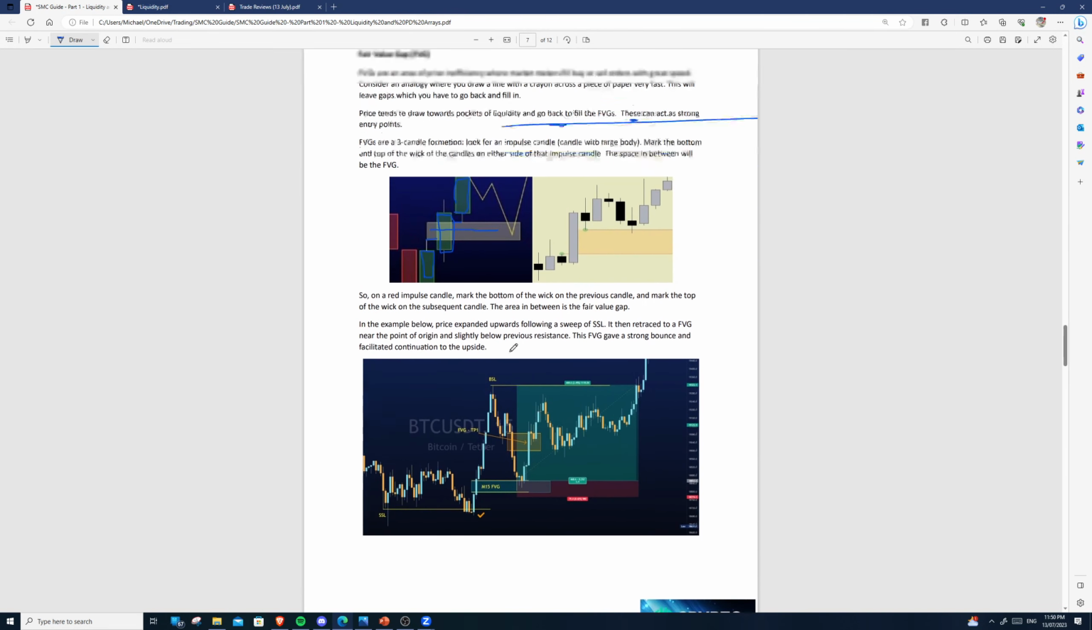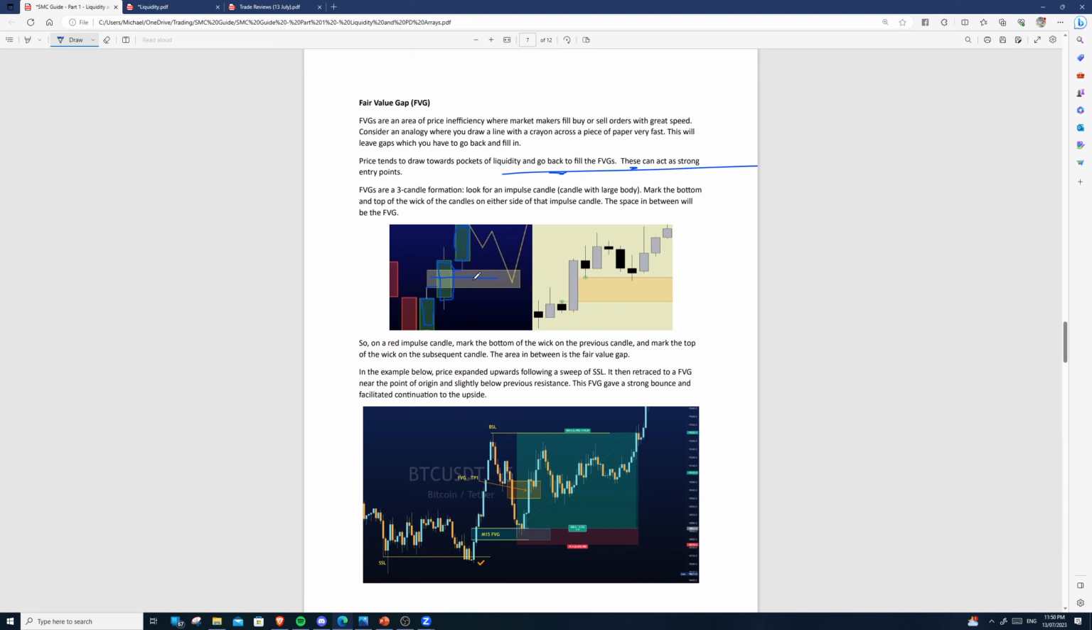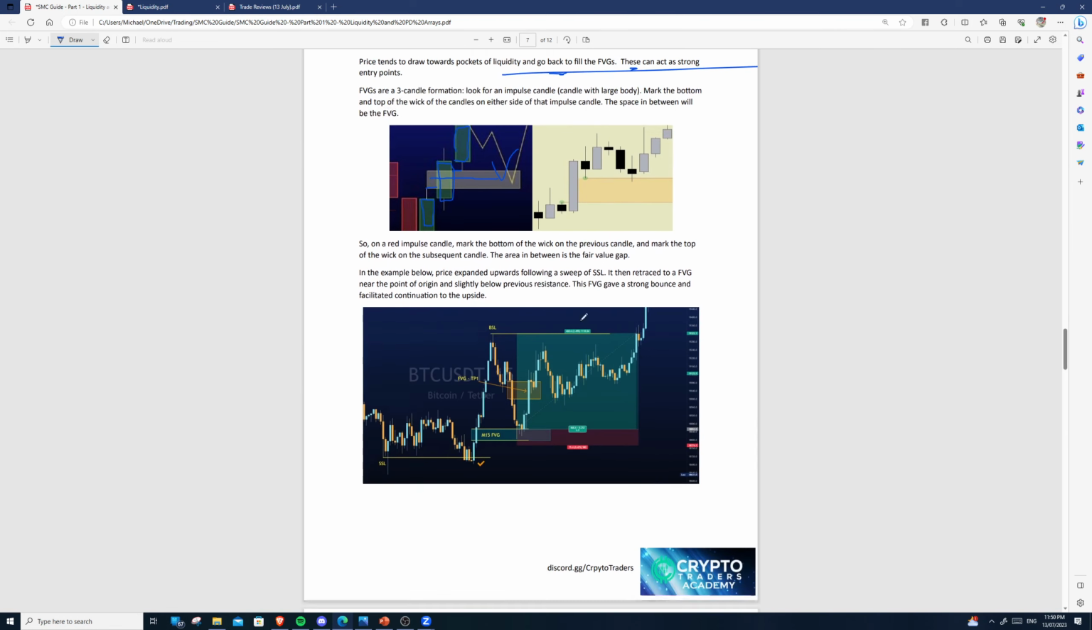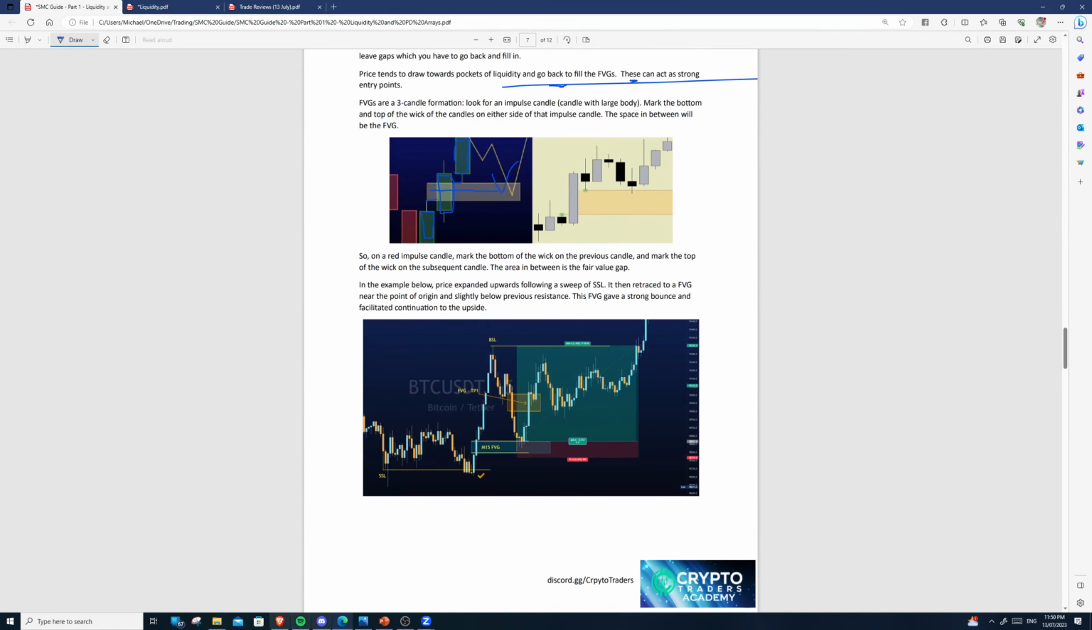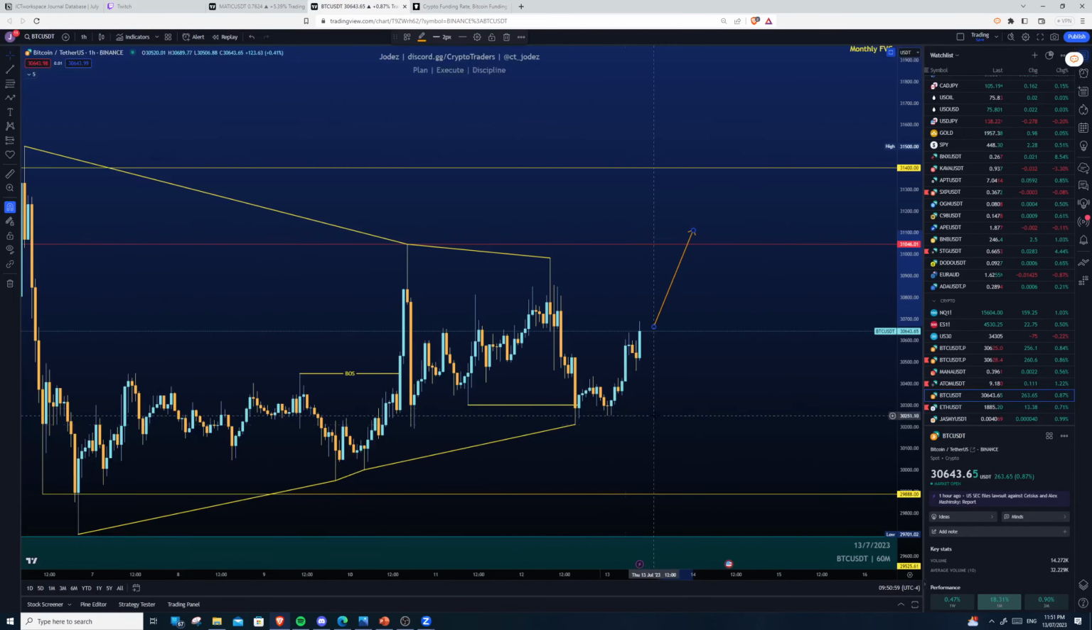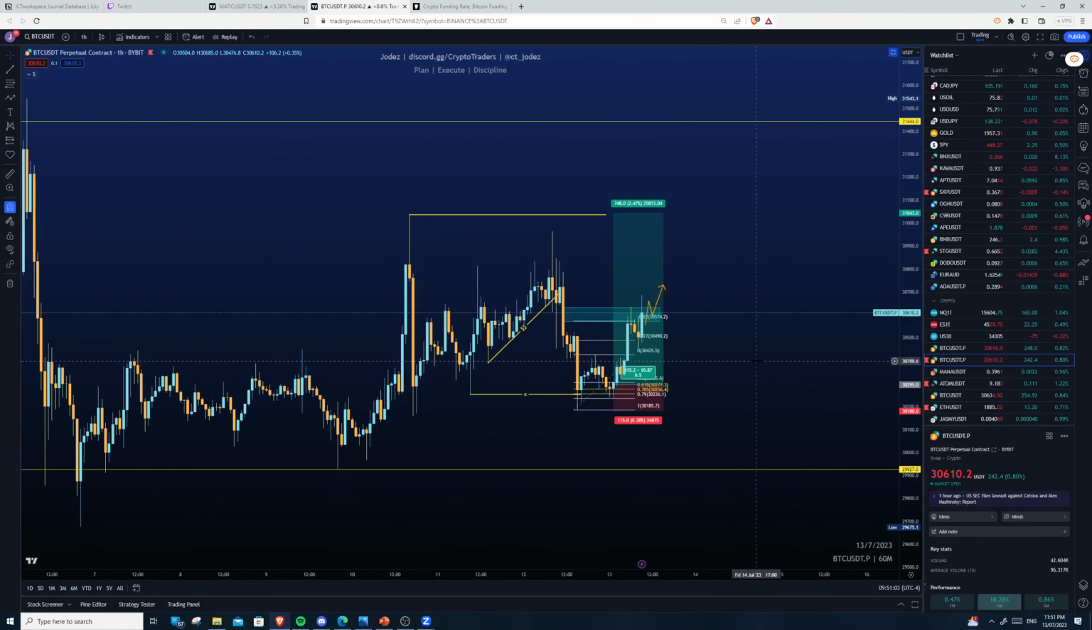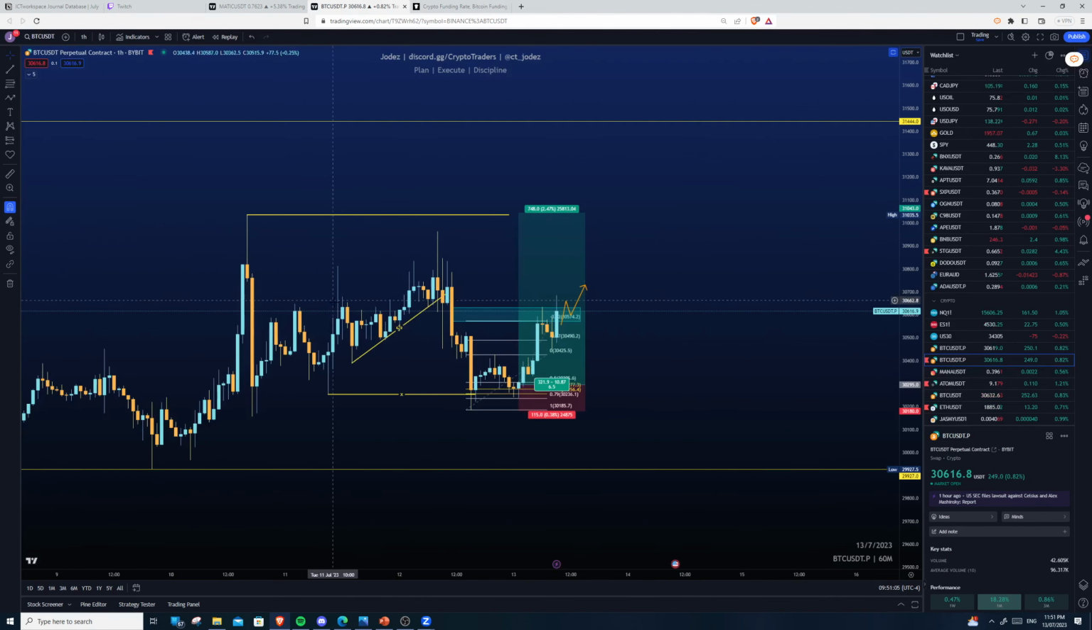Right, so this is a bullish fair value gap. That means we expect that once price retraces to this fair value gap, it will act as a sort of support level. And the same thing with a bearish fair value gap. In fact, we're seeing this play out right now with this fair value gap right here.